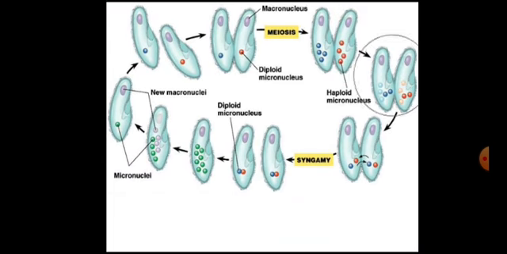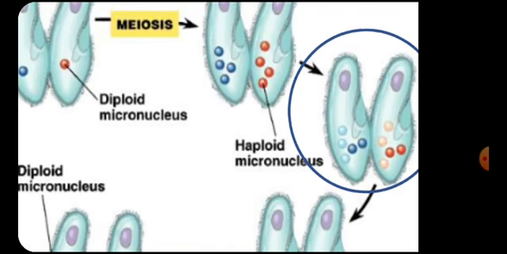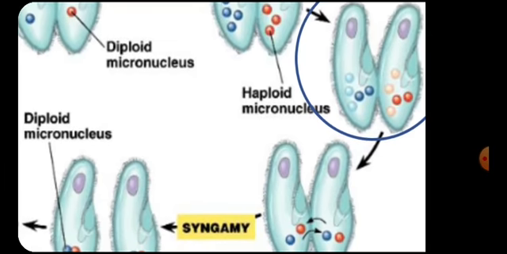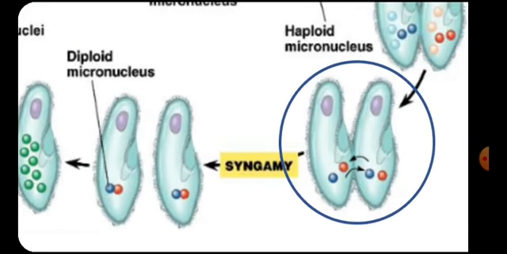Then in the second step, a few of the haploid nuclei, shown here in green, blue and red, are exchanged. So the red one is going towards the opposite protozoan, and the blue one is going to the other protozoan. So there is exchange of micronuclei. After this stage, these two cells may get separated. This is called conjugation.